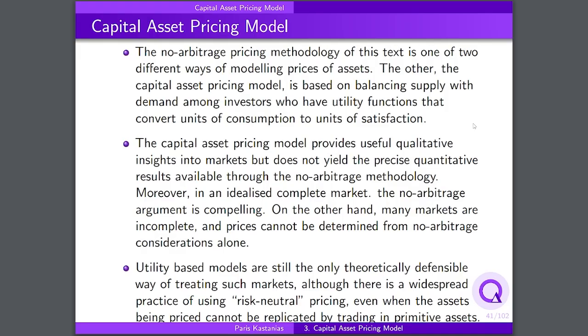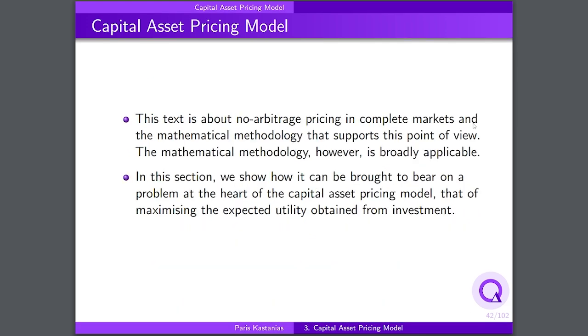On the other hand, many markets are incomplete, and prices cannot be determined from no arbitrage considerations alone. Utility-based models are still the only theoretically defensible way of treating such markets, although there is widespread practice of using risk-neutral pricing, even when the assets being priced cannot be replicated by trading in primitive assets. This text is about no arbitrage pricing in complete markets and the mathematical methodology that supports this point of view.